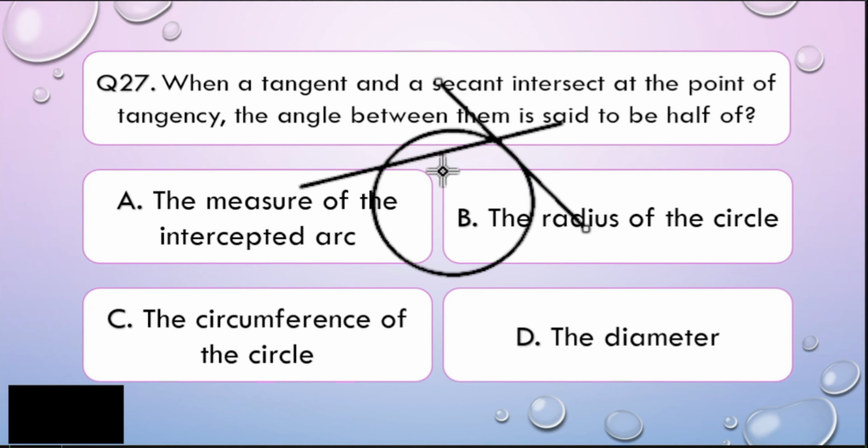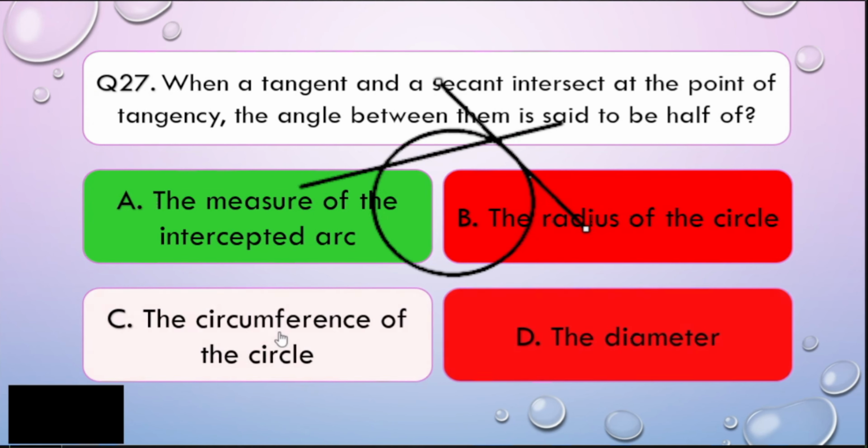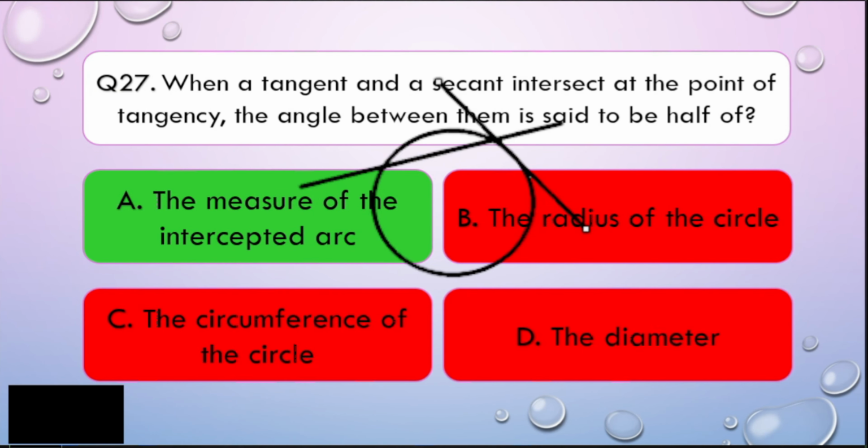So, the angle that is formed, this one, is said to be half of what? This one, half of this one. So what do you call that one? That is what we know as the intercepted arc. So, that is letter A, my dear math learners. Easy, right? Very easy.